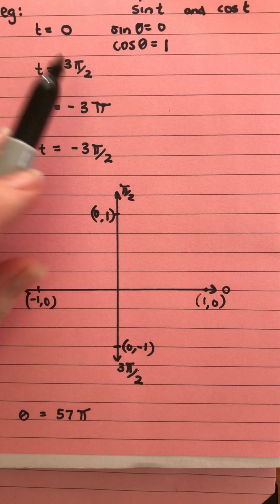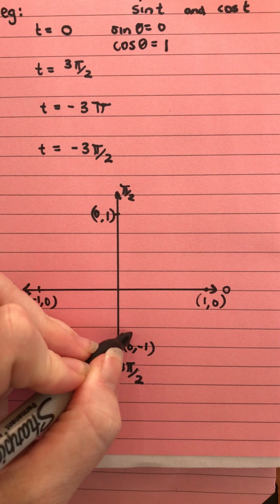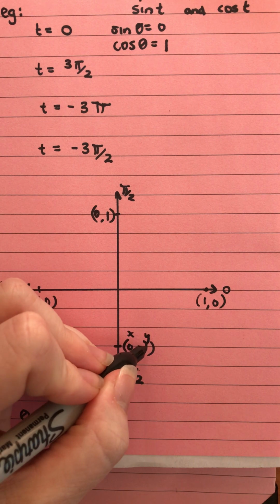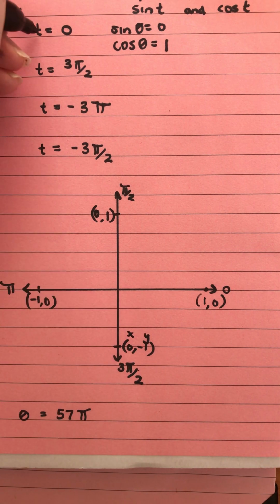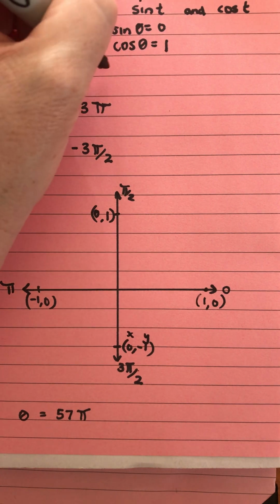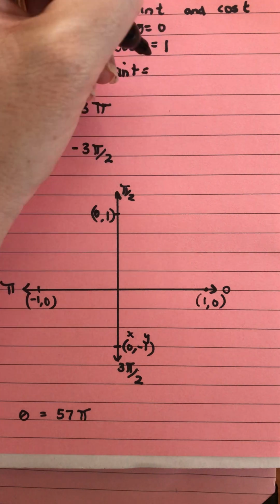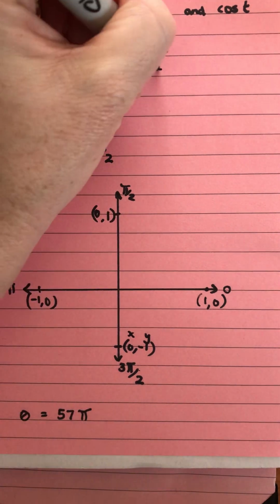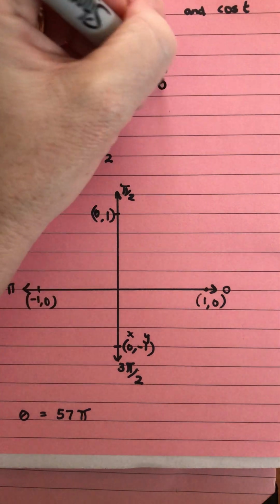If we then go to 3 pi on 2, 3 pi on 2 is down here. We've got our x value and our y value. So our sine theta is just going to be -1 and our cos is going to be 0. So in this case, we're using t, so I should have put a t there. So sine t was equal to our y value, which is going to be -1, and our cos t is going to be 0 because that's our x value.